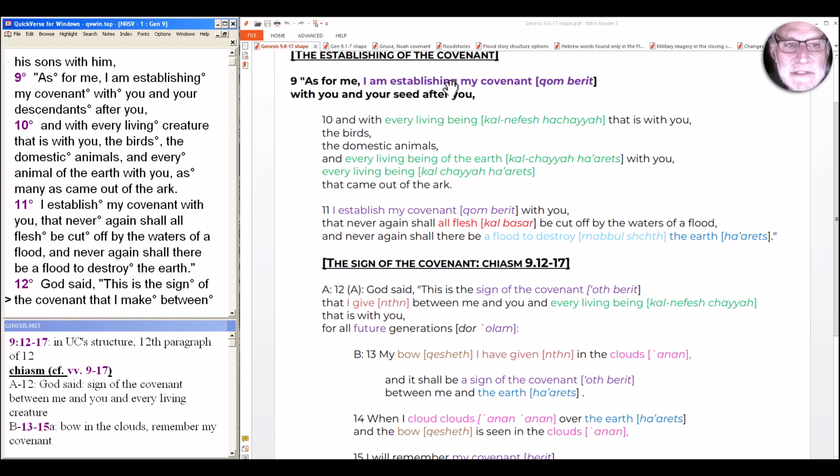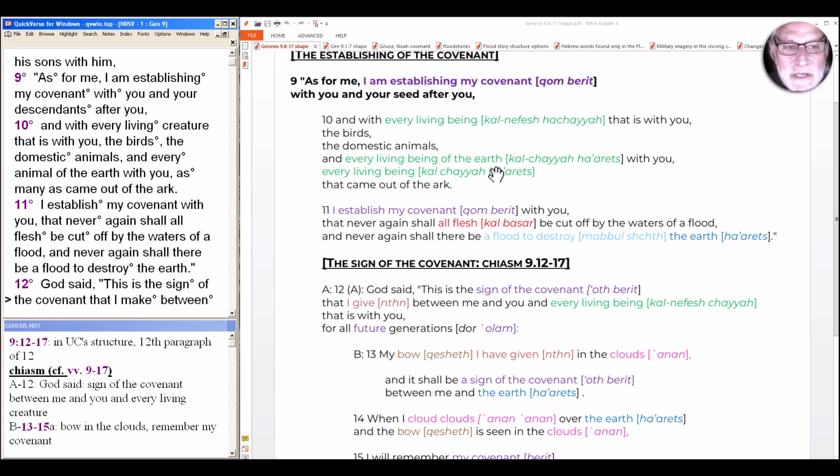So as for me, I'm establishing my covenant with you and your seed after you, and with every living being. And this phrase we'll see repeated in various forms, kal nefesh chahaya, that is with you, the birds, the domestic animals, etc. But note a couple things. Every living being that is with you, not separate, not the living beings that aren't you and your family separate, but with you. And we'll see the emphasis of that as we go. The birds, the domestic animals, and every living being of the earth.